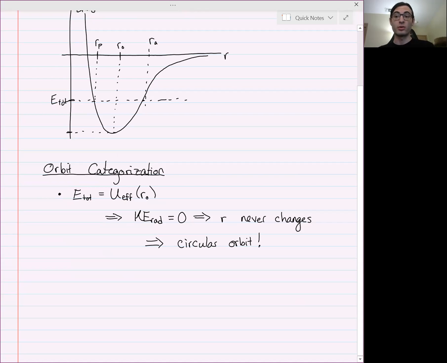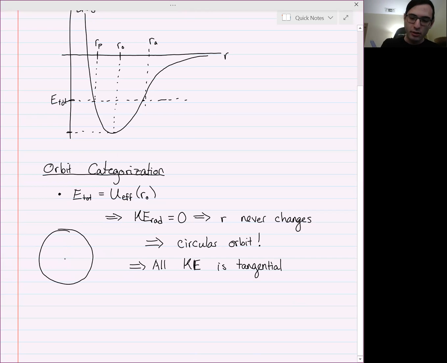So we found one special case. When the total energy is equal to the minimum potential energy, you get a circular orbit. Further, all the kinetic energy that the object does have, because it still has kinetic energy, just not radial kinetic energy, is tangential. That makes sense, because if an object is moving in a circle, its velocity is always parallel to the circle. It never has any component of velocity moving towards the center of the circle.